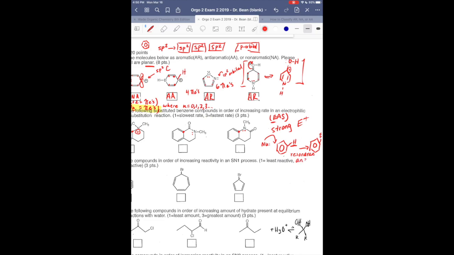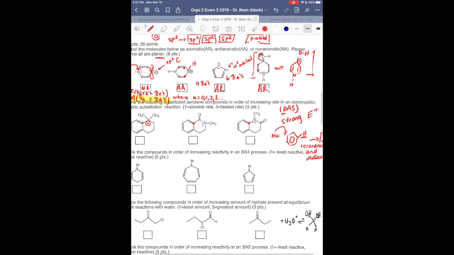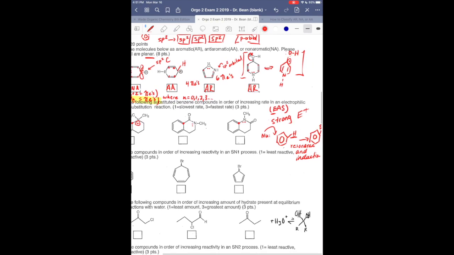Resonance and induction, right? So the one on the farthest right, is that electron donating? And if so, is it via resonance or the inductive effect?